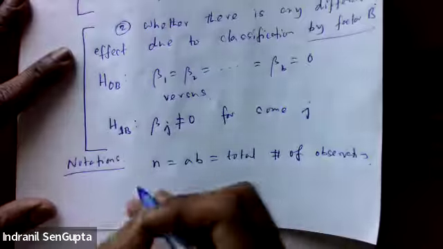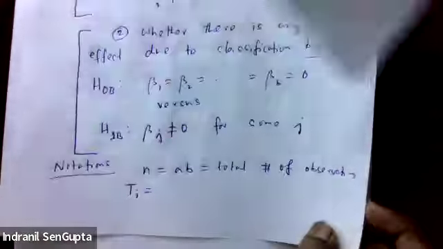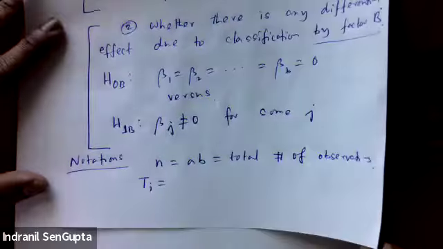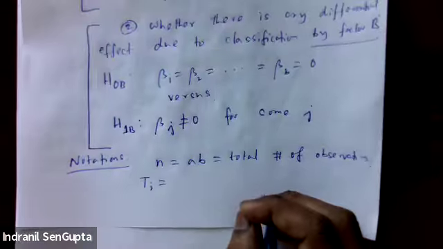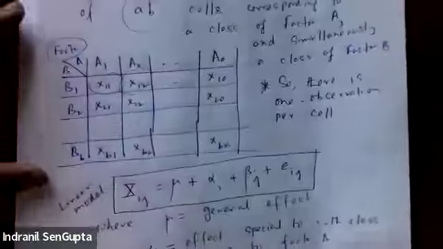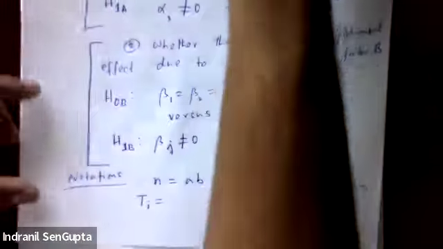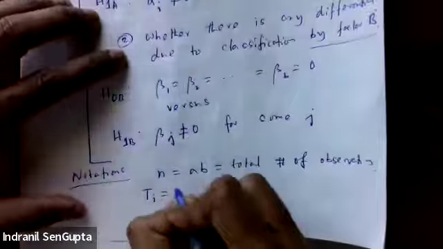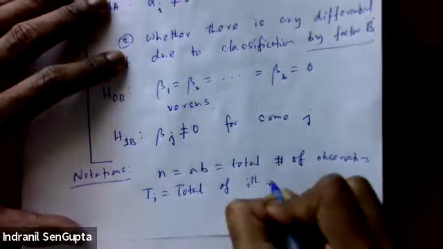Okay. Now T sub i. Sorry, my table is a little bit flipped, so I should have really called this factor A here, but it doesn't really matter. So T sub i, when I use the notation, I'll be calling this the total of the ith row.